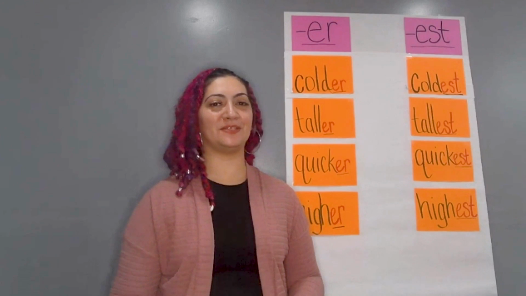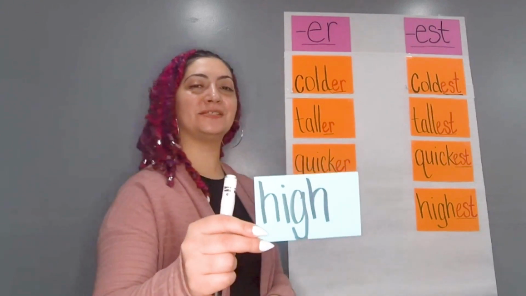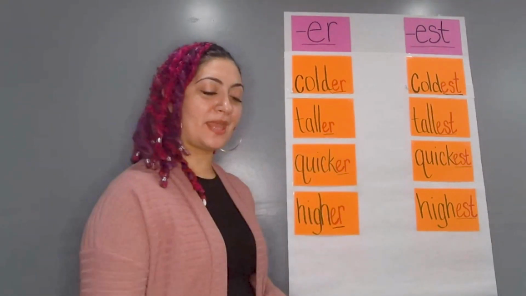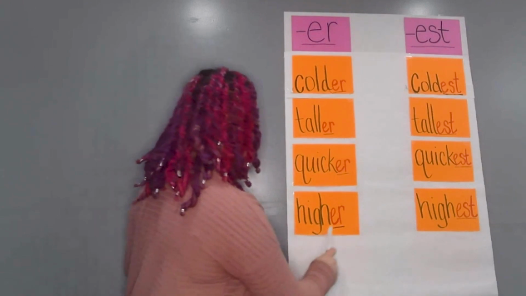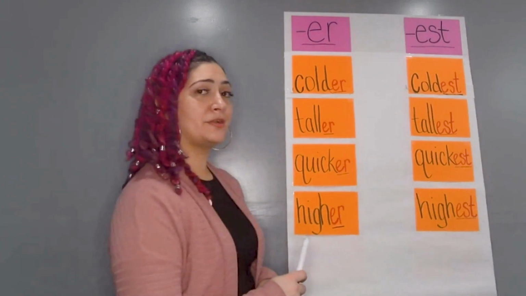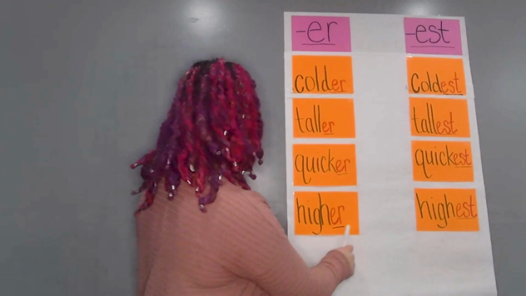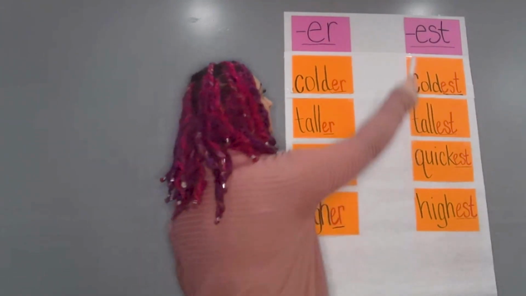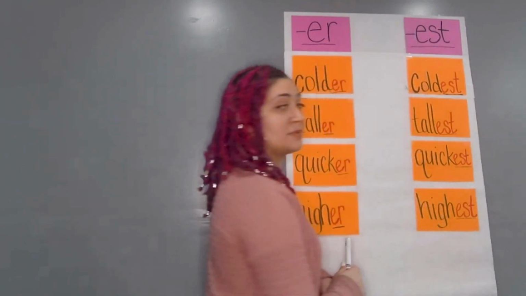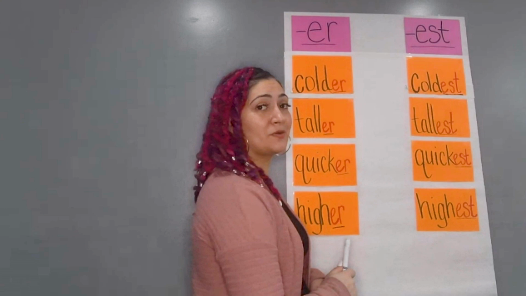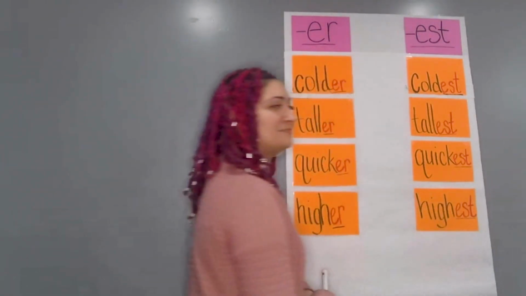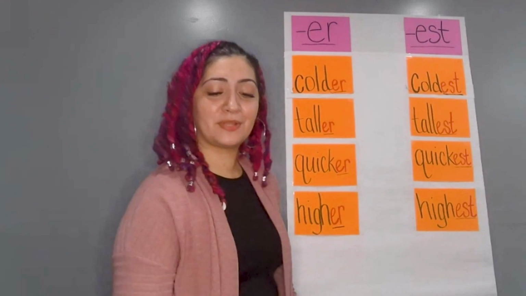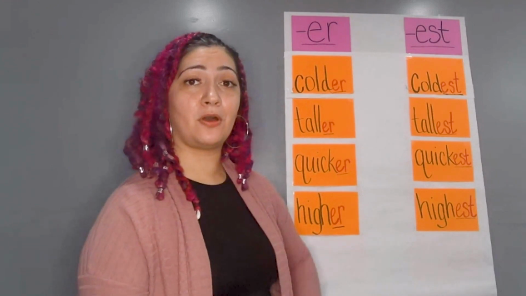Now for our last base word. Our last word is high. If we want to add the suffix er to our word high, we'll get the word higher. What word? Higher. And if we add the suffix est to our word high, we're going to get the word highest. What word? Highest.